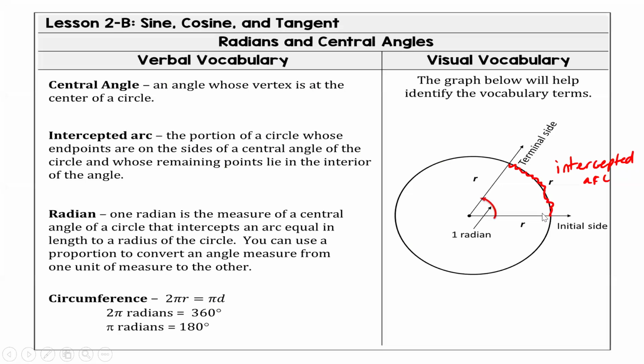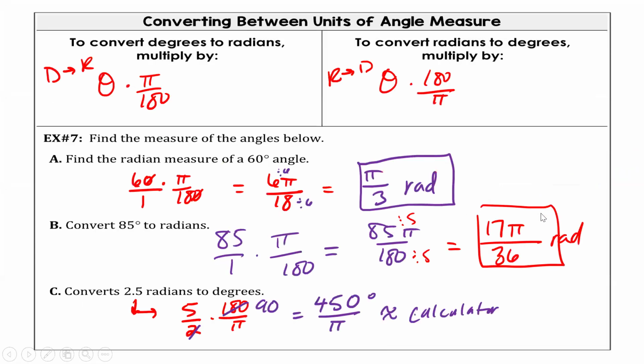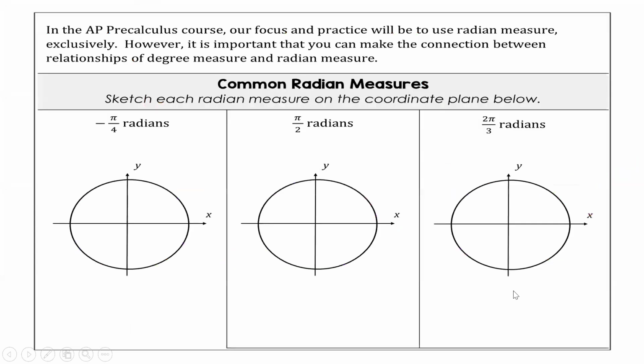And what else did we need to talk about? I think that was it. Then we went into converting, correct? So converting between degrees and radians and making sure that we understood that when we're going from degrees to radians, it's theta times pi over 180. Radians to degrees is theta times 180 over pi. And we want to simplify and reduce. Fractions are our friends.